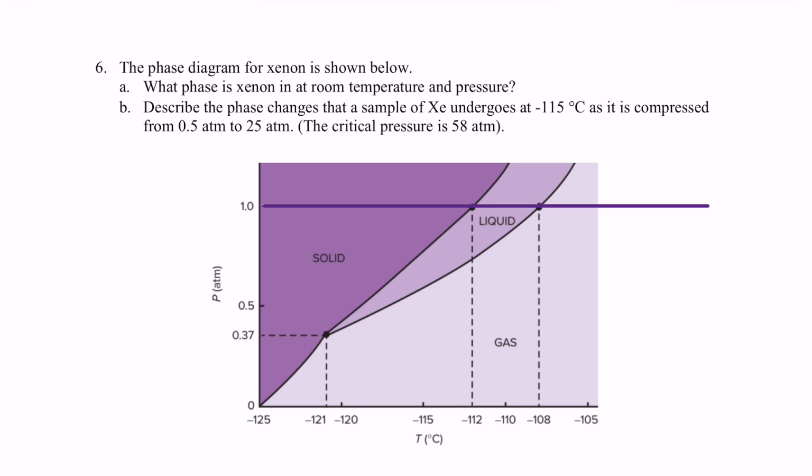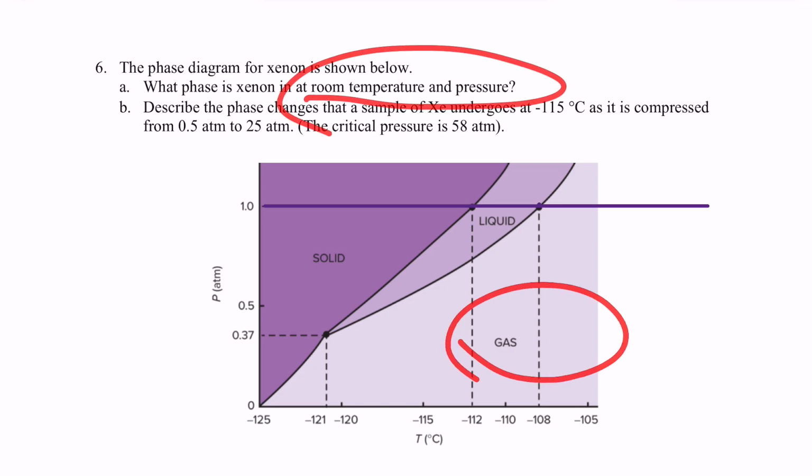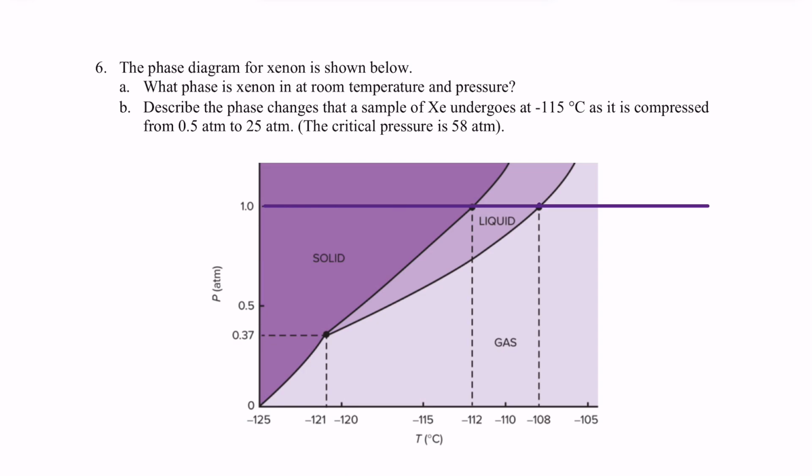So that at room temperature and pressure, the most stable phase of xenon is a gas, which you probably would have guessed because we know that xenon is a noble gas, and so certainly at room temperature and pressure we would expect it to be a gas. Now let's look at part B.